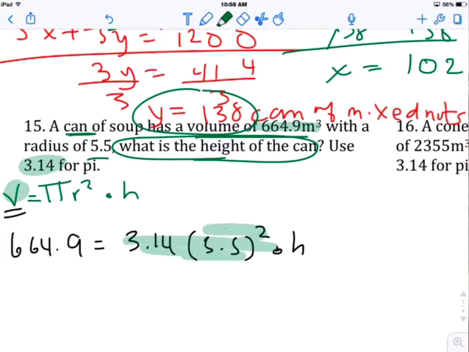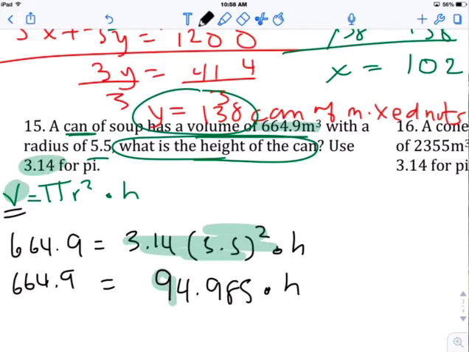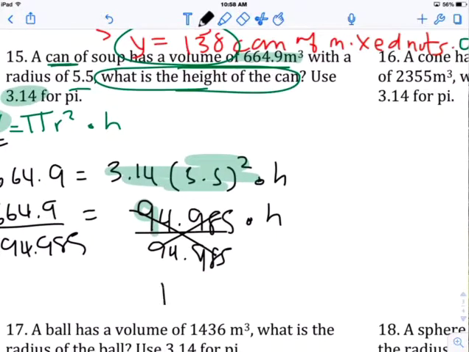Do this on your calculator. Okay, let's do that. I got 94.985 times the height. Divide now by 94.985. Okay, you'll find the height.